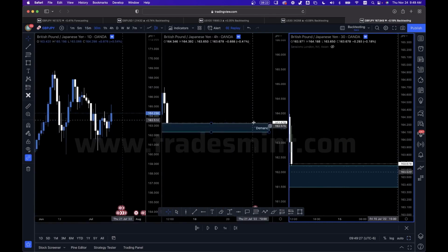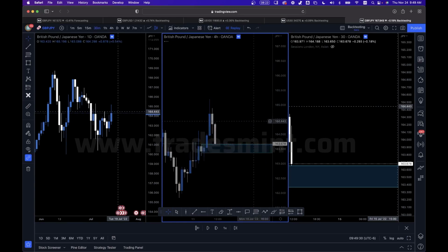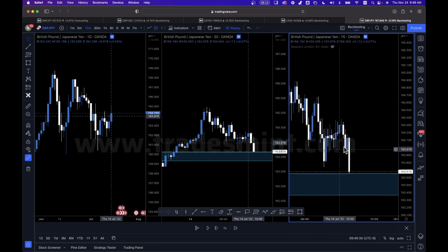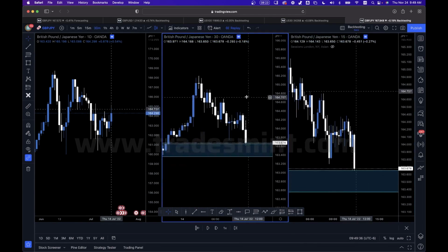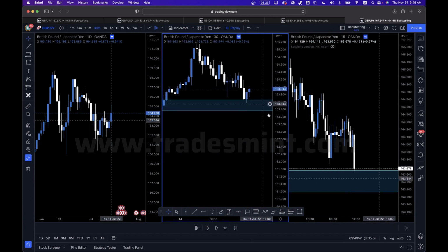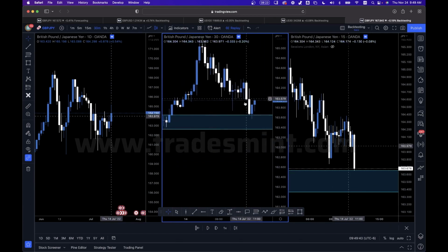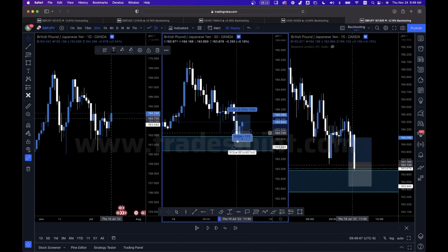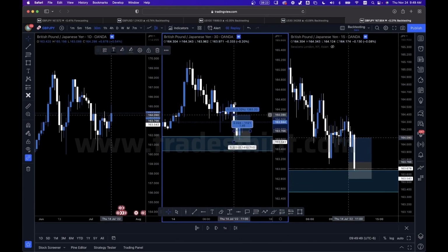I'm gonna have these side by side. So we're gonna see the 30 minute, and we're gonna be watching the 15 minute over here. Okay, all right. So price comes into this zone. So what do we have at the demand? We have an inside bar, which is a great candle pattern to use as an entry.